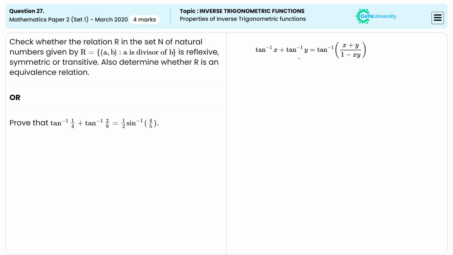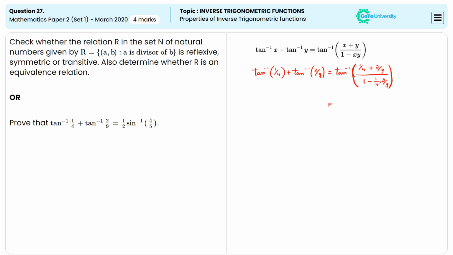Tan inverse of x plus tan inverse of y can be taken as tan inverse of (x plus y) divided by (1 minus xy). Now let's take this out here. Tan inverse of 1 over 4 plus tan inverse of 2 over 9 can be taken as tan inverse of (1 over 4 plus 2 over 9) divided by (1 minus 1 over 4 times 2 over 9).